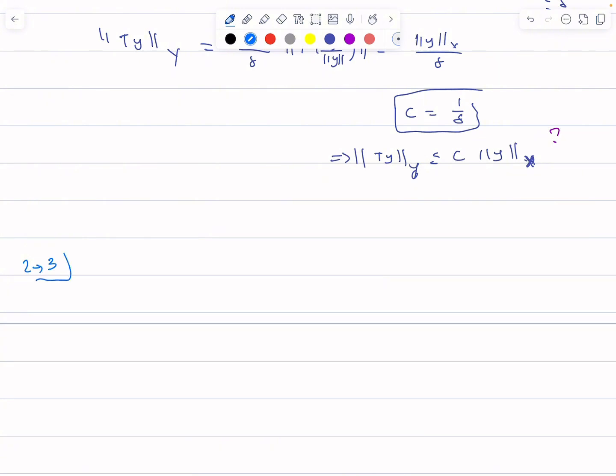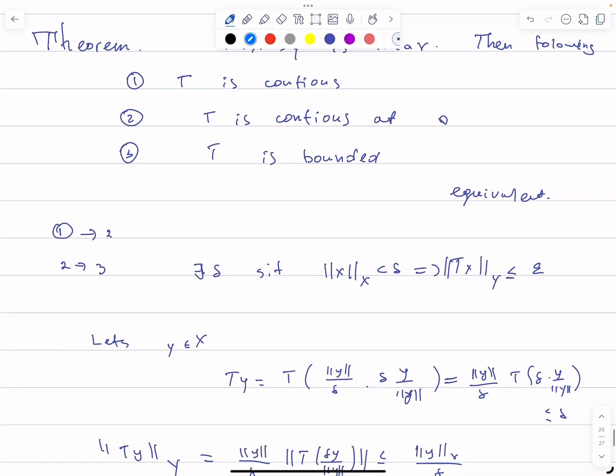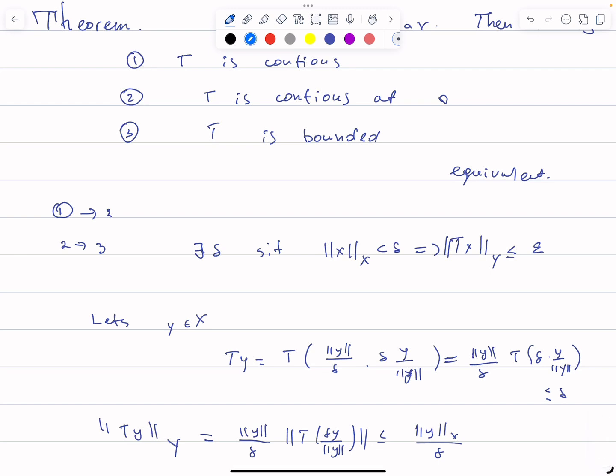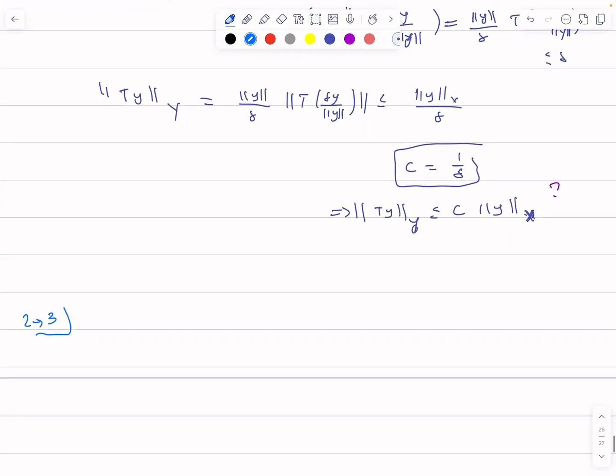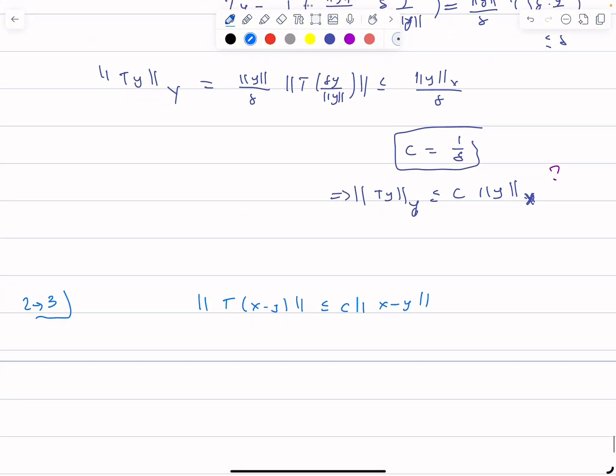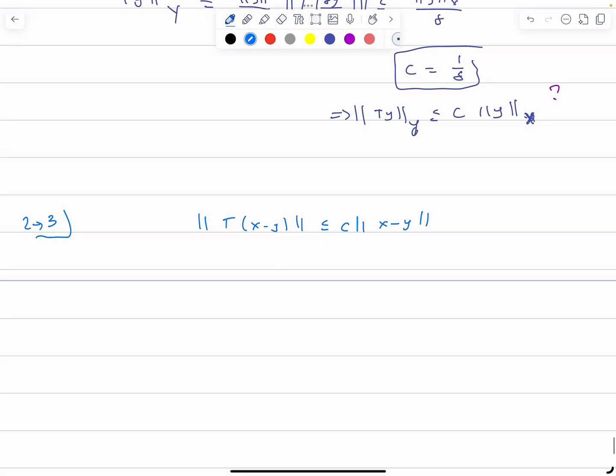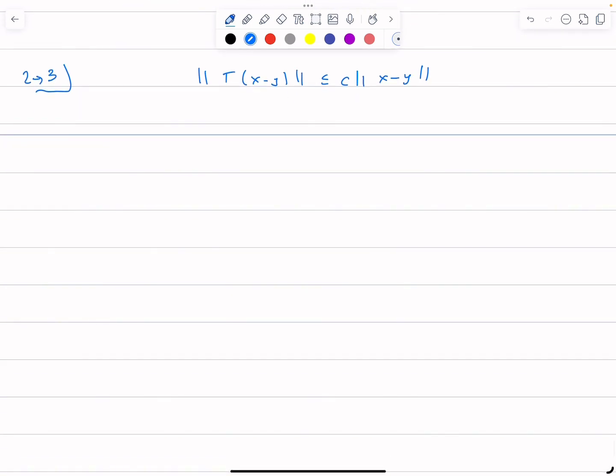Now we have proved from second to third. Now we have the norm of Tx minus Ty is less than or equal to C times the norm of x minus y. Okay, now we have T linear.